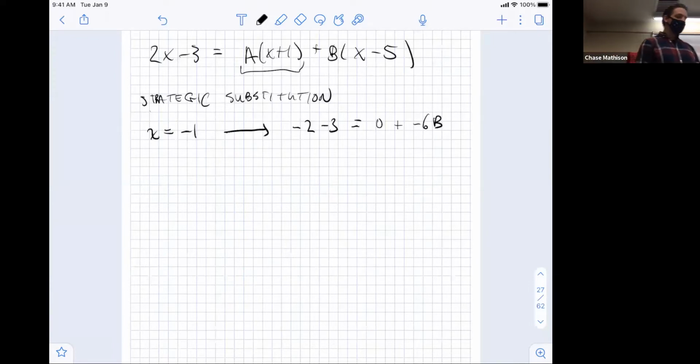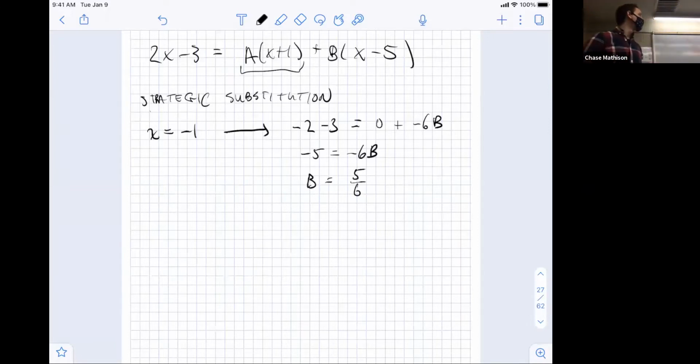Questions? So we know that -5 is equal to -6b, or in other words, b is -5 over -6, which is also 5 over 6. So we got b.